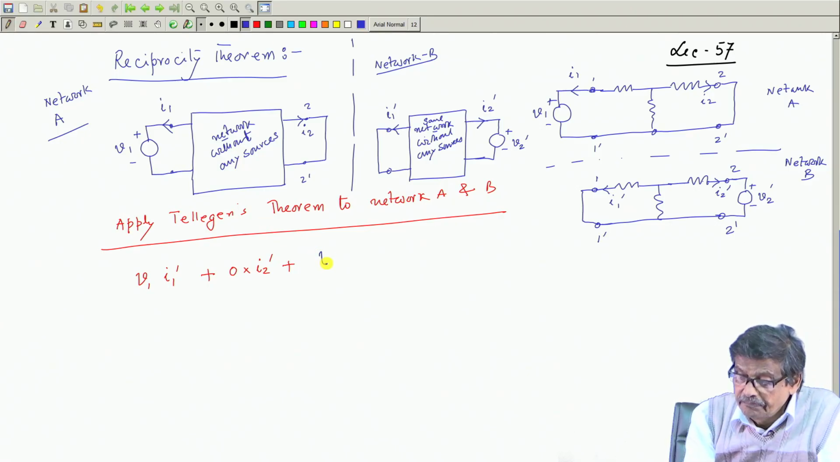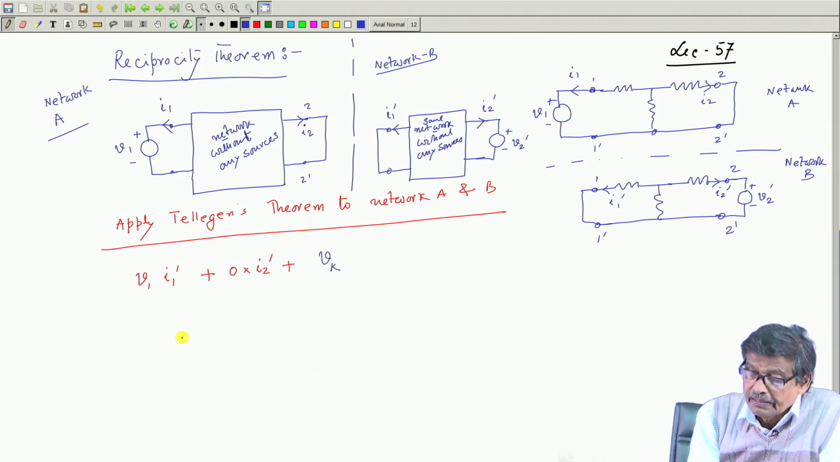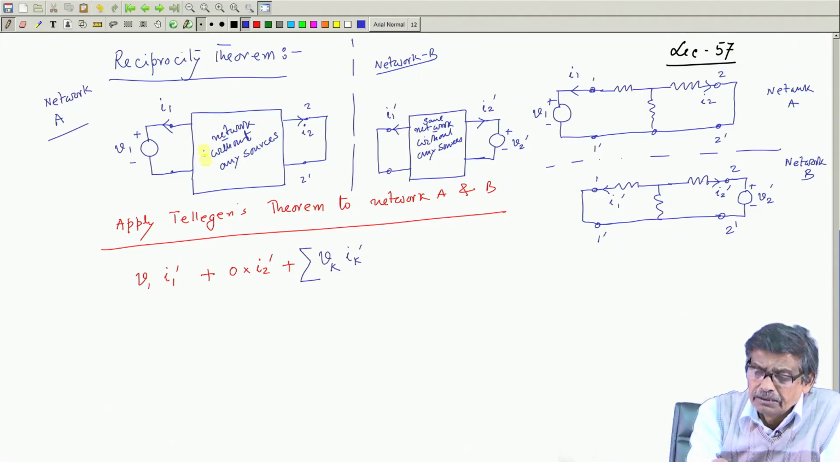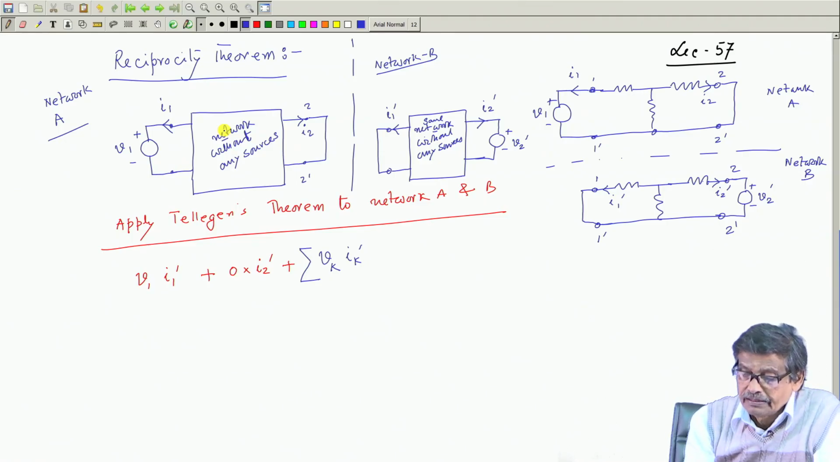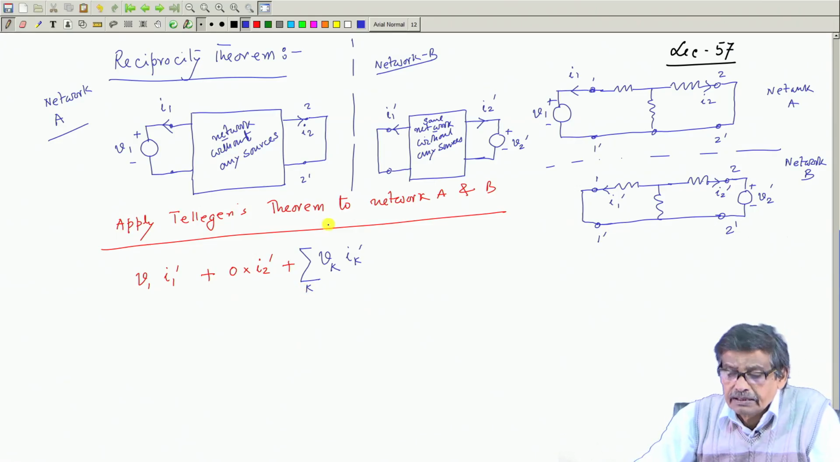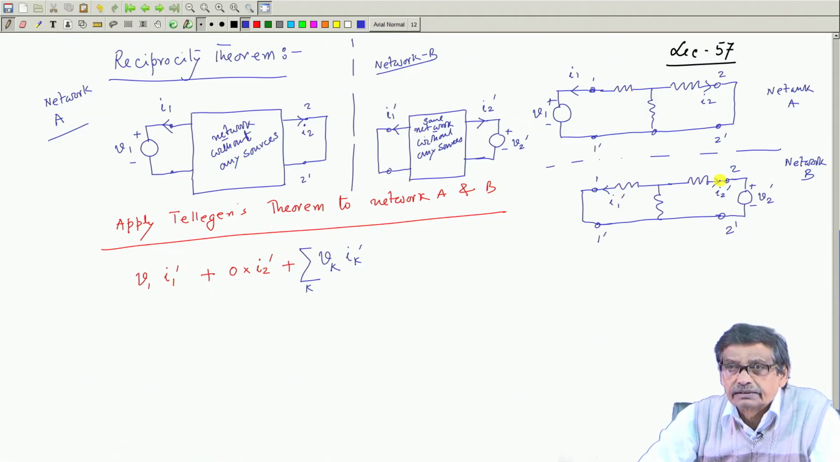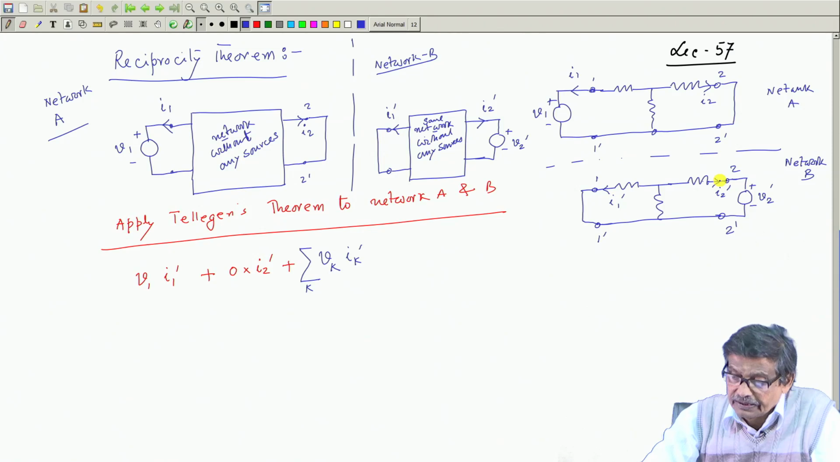It will be V k into I k dashed and summed over k, whatever total elements are there. So, therefore, total number of elements I have considered is to be k plus 2 summed over k. How many elements are there? Across each element I will go voltage into current of the corresponding element in the other circuit, like that I will go on doing.